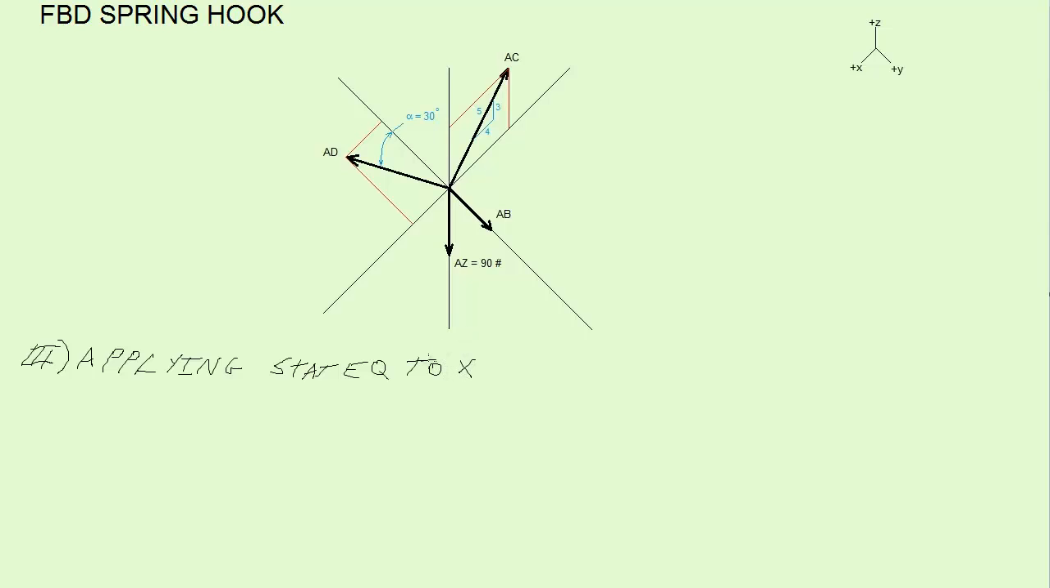I also want to say that every time you do one of these problems, it's going to be different. Every time you do a three-dimensional problem, you may have to do a different order. So in this case, I started with Z and then I'm going to go to X. Sometimes you might start with Y and then go to Z. So it's going to be different every time. You just need to look at how many unknowns you have in each direction.